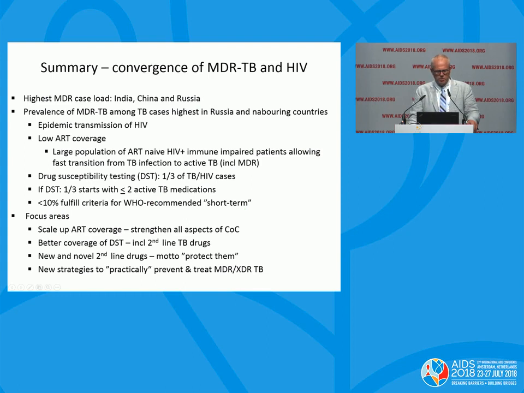So therefore, the focus areas that we keep pressing on is to scale up antiviral treatment coverage, strengthen all aspects of the HIV continuum of care, and achieve better coverage of drug susceptibility testing, including second-line TB drug assessment. New and novel second-line drugs are obviously important to continue to develop, and we really want to make sure we are protecting those second-generation and second-line drugs, so we don't give functional monotherapy, because that's not going to be helpful in a region with such a high MDR prevalence. And obviously, we need to have new strategies to practically prevent and treat MDR and XDR TB.